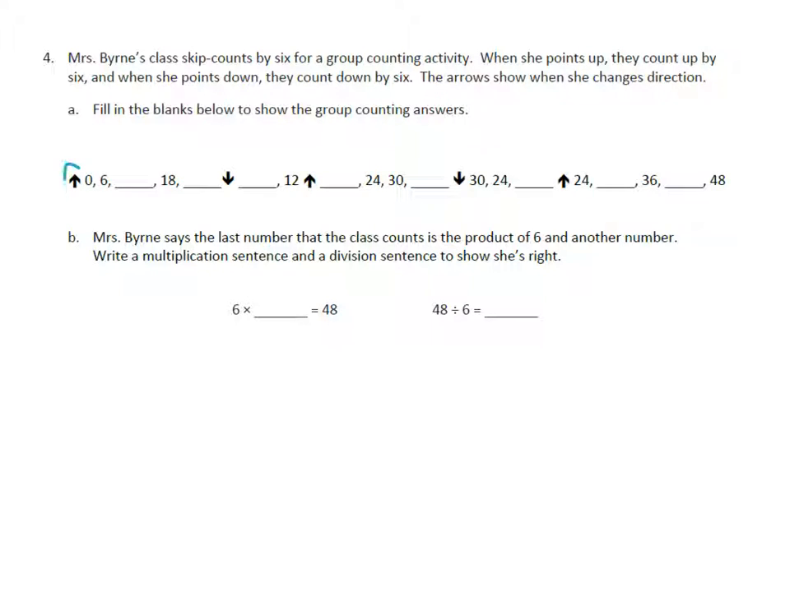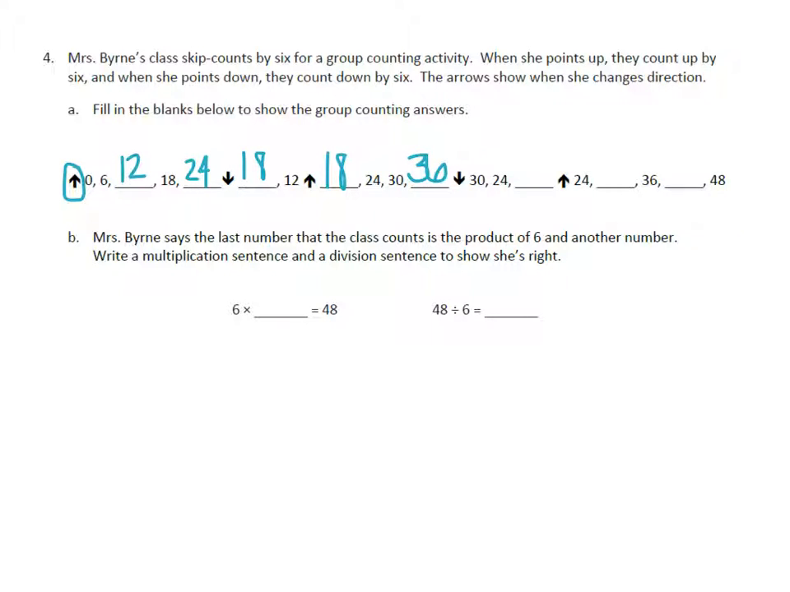So here I see that the arrow is up, so I'm going to keep counting up until I get to the down arrow. So 0, 6, 12, 18, 24. So now I need to go down, and I see that I have 18 and 12. Then it says I need to go up. So I'm back to 18, then 24, 30, 36.